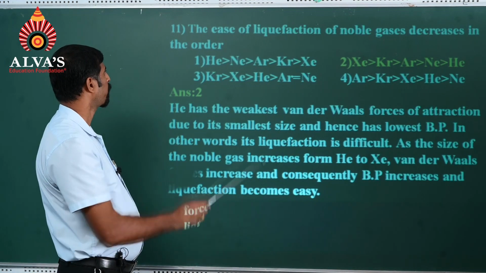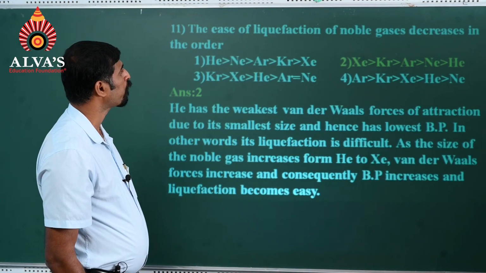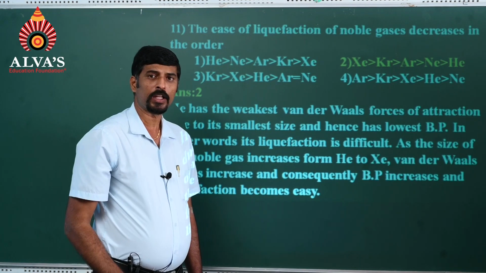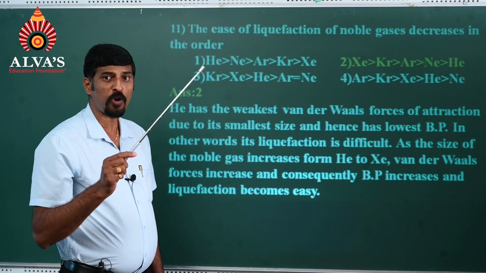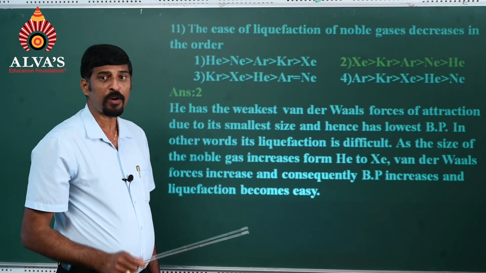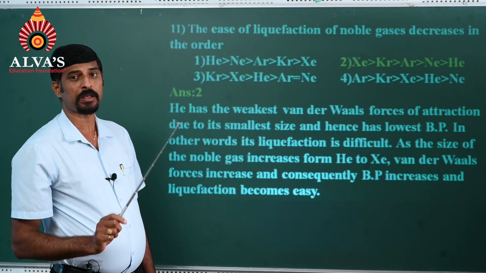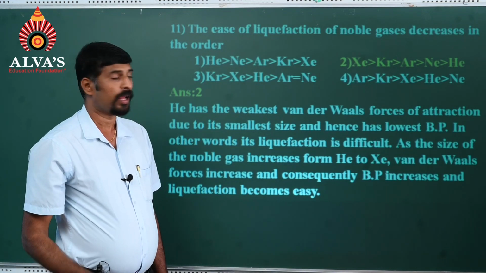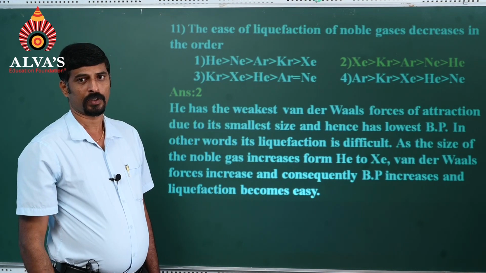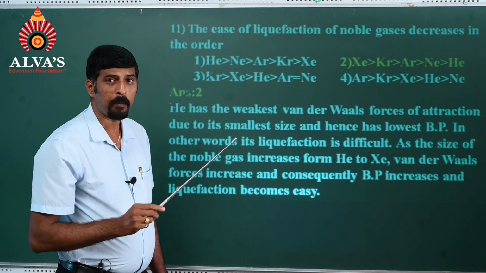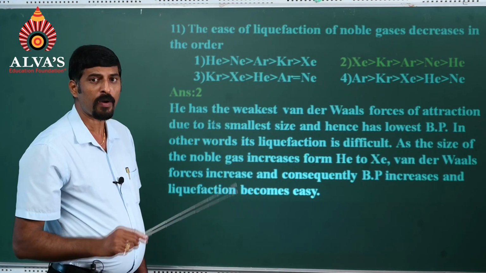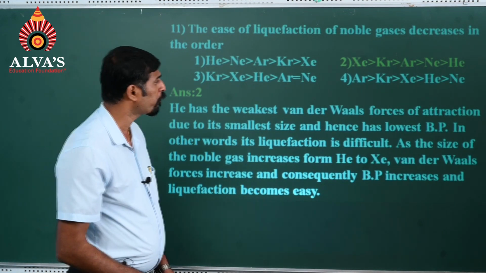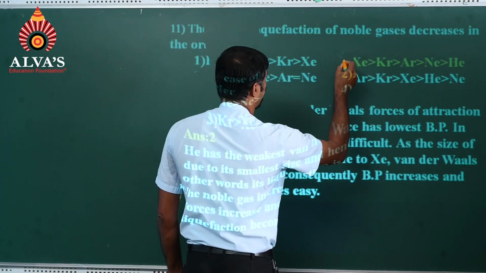Next, move on to question number 11. The ease of liquefaction of noble gases decreases in the order. Now, if you consider the noble gases, as you move down the group, the van der Waals force between the atoms goes on increasing. As the van der Waals force increases, the liquefaction becomes easy. Therefore, as the atomic mass of the noble gas increases, the van der Waals force increases down the group. Hence, the order of liquefaction becomes the second one.